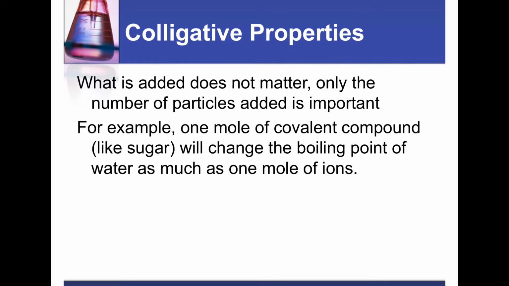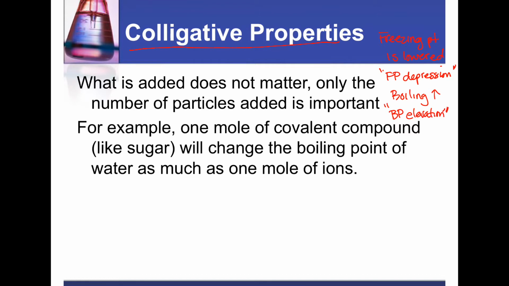All right, when we talk about our other colligative properties, we're going to be talking about how the freezing point is lowered. We call that freezing point depression because it's going down. And we're also going to talk about boiling point going up. We call that boiling point elevation.